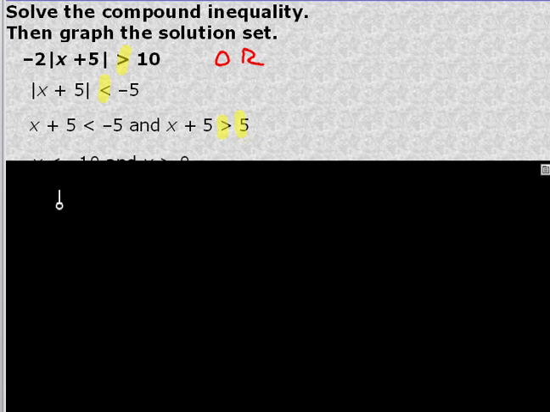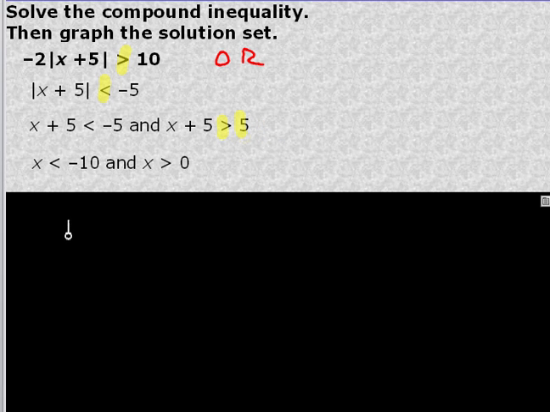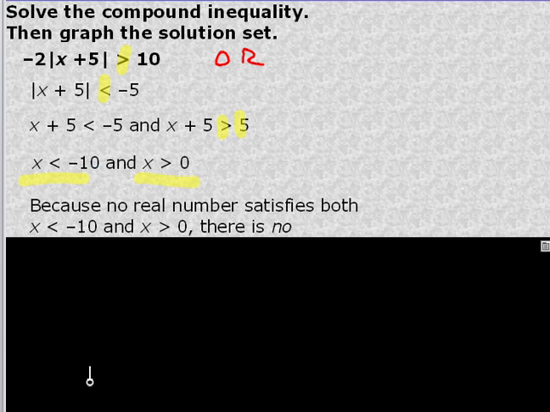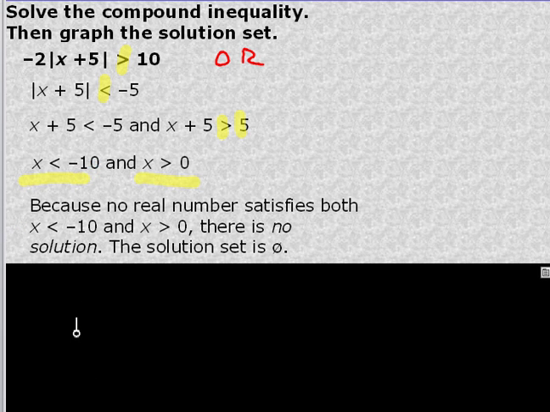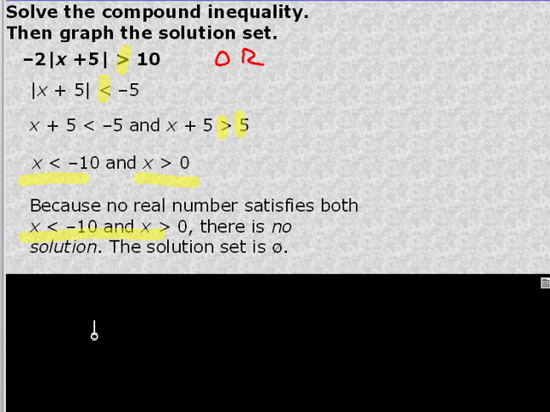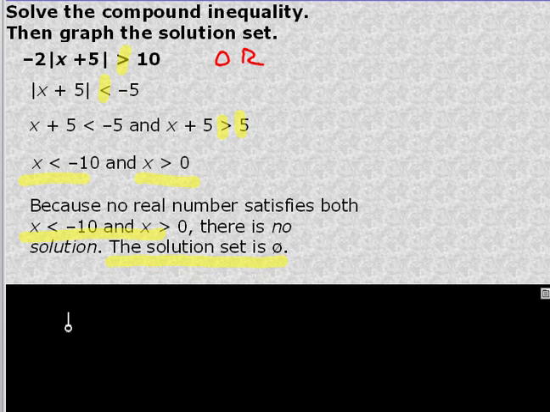Solve for x. So subtract 5 from both sides. This gives us x is less than -10 and x is greater than 0. So we need to define the interval of what numbers satisfy both of these criteria. Which numbers are greater than 0 and less than -10 at the same time? No numbers. So this actually is a contradiction. No real numbers satisfy both of these conditions, so the solution set is the empty set. And you don't need a number line if there's no solutions.